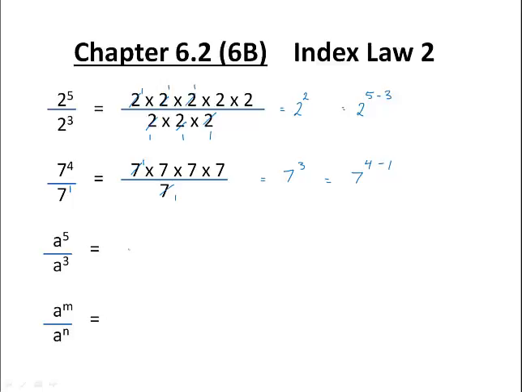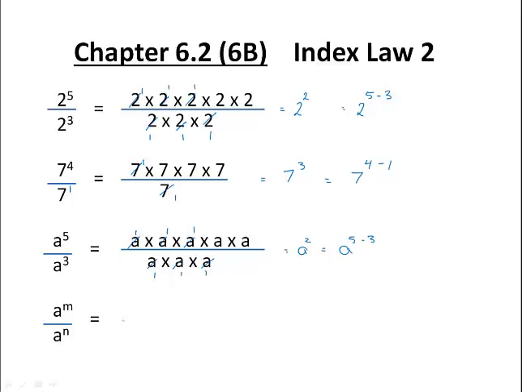Does this work for algebraic terms? Well, if we consider a to the power 5 divided by a to the power 3, again in expanded form, it would look like this. And we can cancel 3 a's in the numerator with the 3 a's in the denominator. And our answer would be a squared, or a to the 5 take 3.